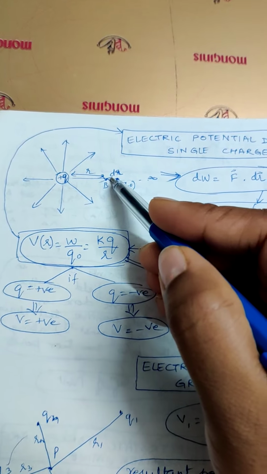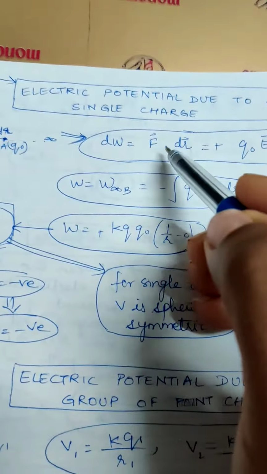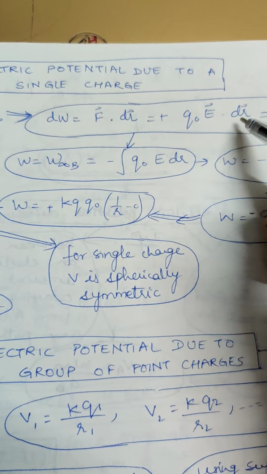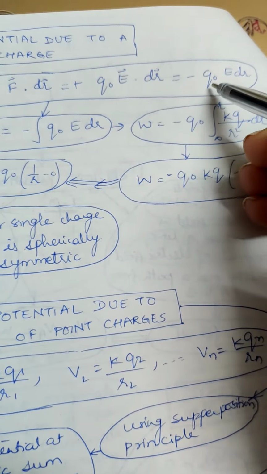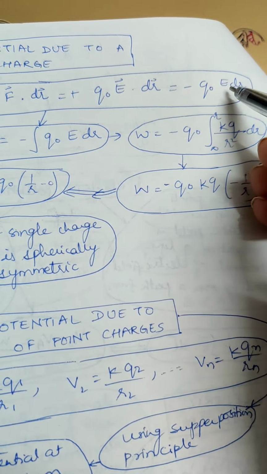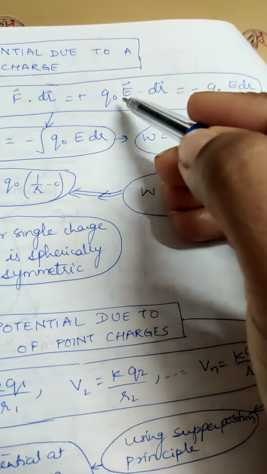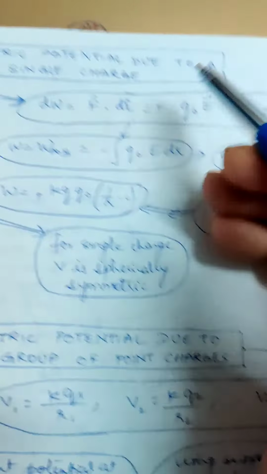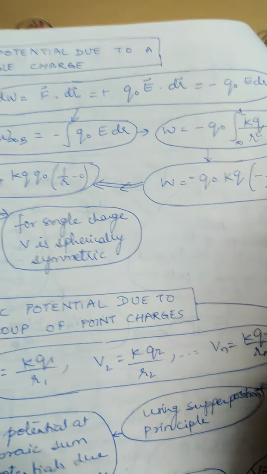Suppose you displace it by a small amount dr. Then the small work done is equal to F dot dr, and this is equal to q naught E dot dr, because F is q naught E. Now it is minus q naught E dr. Why minus? Because E and dr are in the opposite direction. The electric field is radially outward and dr is in this direction, so you are getting a negative sign. Cos 180 is negative, so it is coming here.